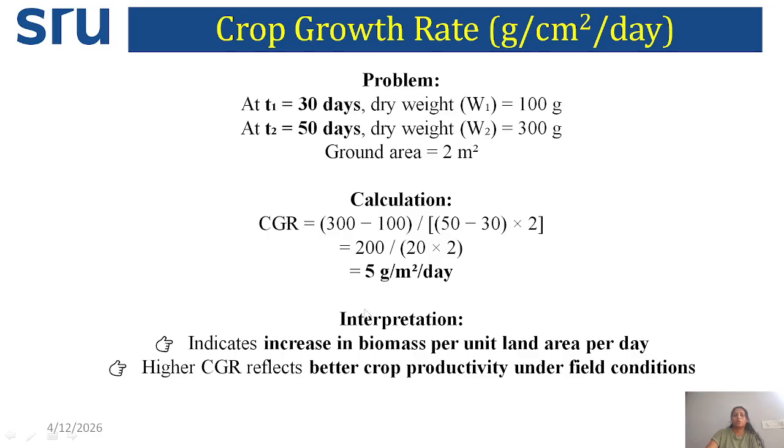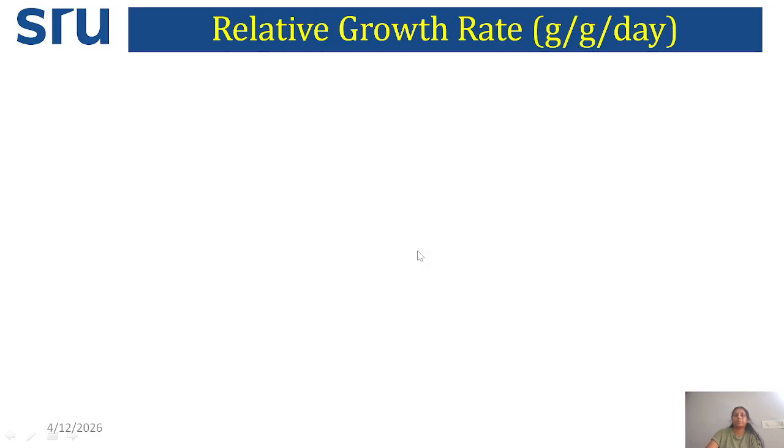So how do we interpret this value? It indicates increased biomass per unit land area per day, and a higher value means better crop productivity under field conditions. Over this certain area, over 2 meters square, this much dry matter the plants are efficiently showing. So 5 grams over a meter square area over the time period is the value of the dry matter.